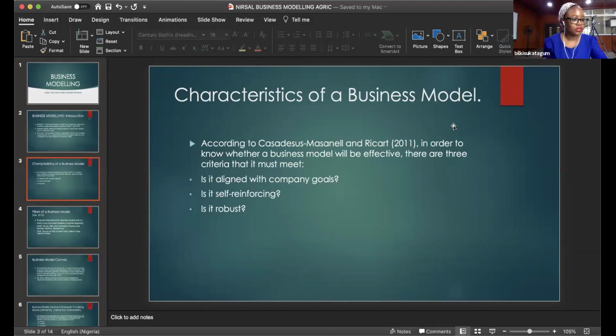The third one is, is it robust? A good business model should be able to sustain its effectiveness over time by fending off four threats. I'm sure if you read the paper, you know what I'm talking about. The four threats being, the first one is imitation. Can your competitors actually replicate your business model? If they can, then you have a problem. The second one being, can your customers and your suppliers understand or capture the value you're trying to sell to them?